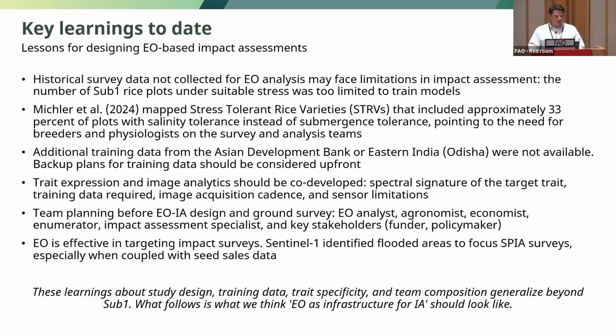I would say a big thing is team planning before the actual design and ground survey. So have a consortium, a collaborative group of people that are EO analysts, agronomists, economists, enumerators, impact assessment specialists, and the stakeholders themselves, the funders, policymakers, et cetera. Utilize that group to have a collaborative, team-think discussion on, okay, if we design the survey this way, does it answer all the potential future questions for the EO stakeholders, and of course, vice versa for the agronomist, for the economist, et cetera.